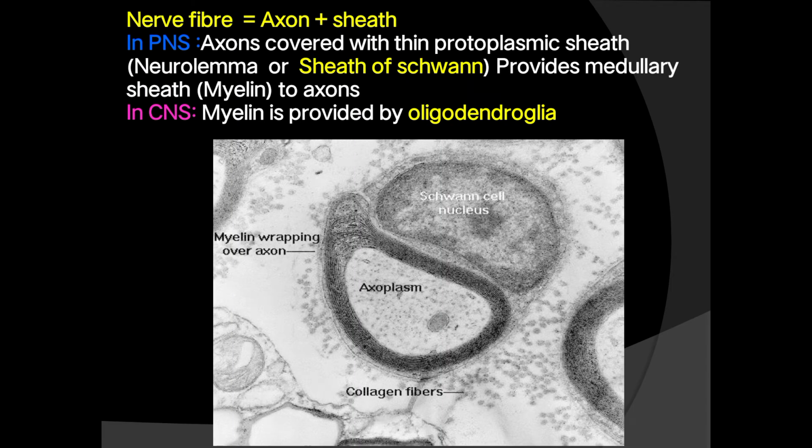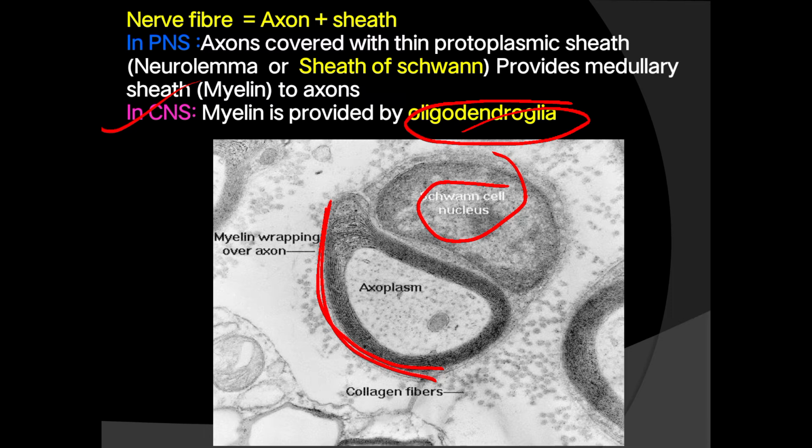Now, nerve fibers: we already discussed that a nerve fiber has what? Axon and sheath. So in the peripheral nervous system, the axon is covered with a thin protoplasmic sheath called neurolemma or sheath of Schwann. This is that one. It provides the medullary sheath, myelin, to the axon. Then in the central nervous system, myelin is provided by oligodendroglia. So in the central nervous system, the myelin wrapping over the axon is provided by the oligodendroglia.